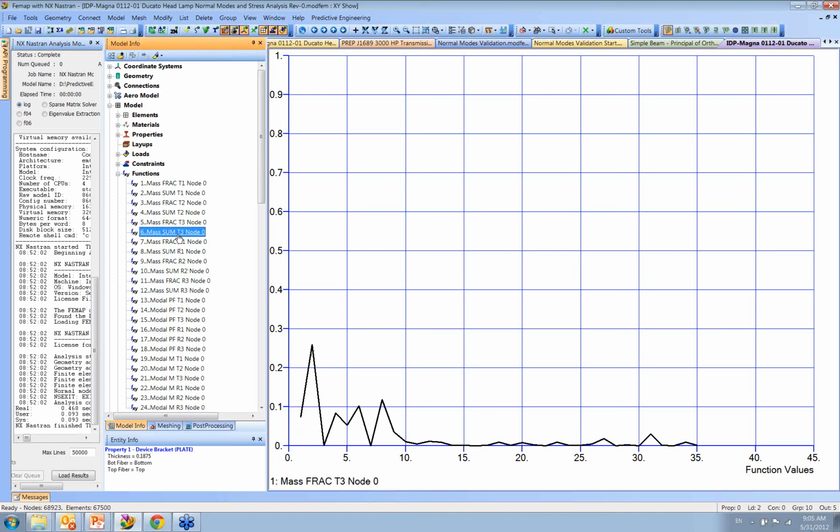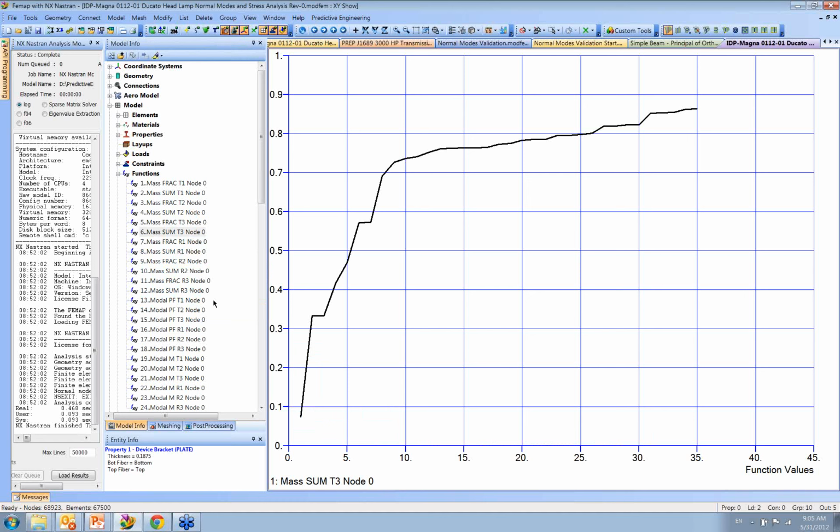Then you can also look at the sum through here, and it shows how the mass adds up, and you get up to about 86% when you're out 35 modes. So this is capturing the mass of the structure. A lot of vibe specs will say to sum up your modes up to 90% of the mass of the structure.